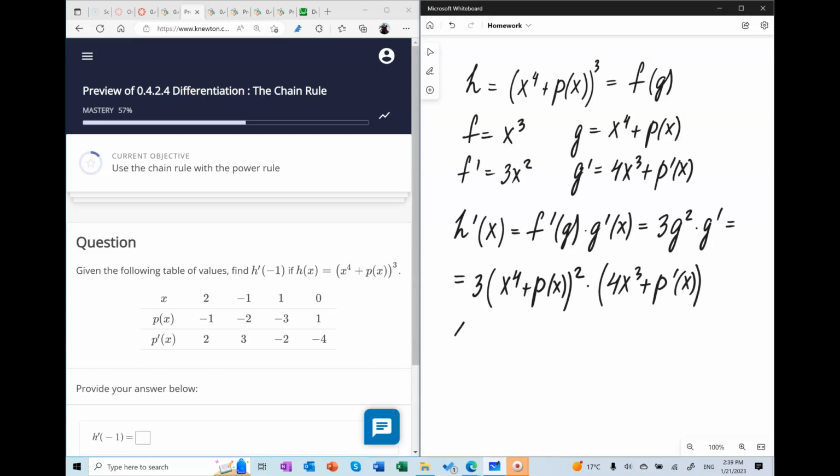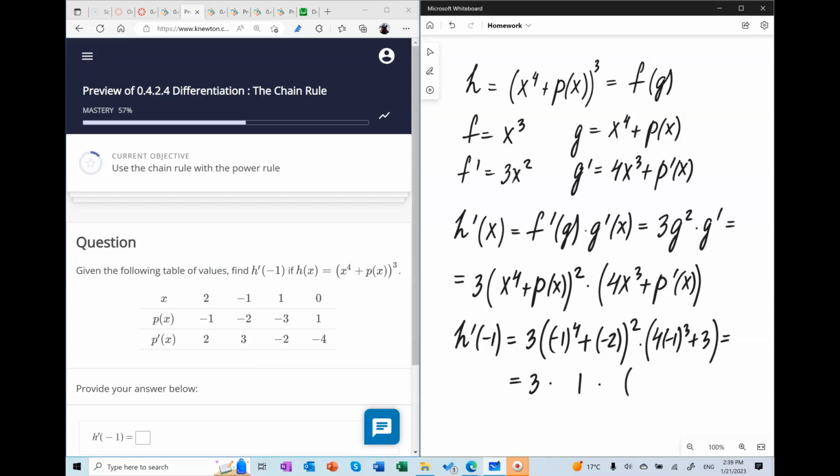And the question is to evaluate this at -1, so we just plug -1 in there. P of -1 is -2. And p prime of -1 is 3. So we just need to compute this. So 3, this is 1 minus 2, -1 squared is 1. -1, -4, -4 plus 3 is -1. So the final answer is -3.